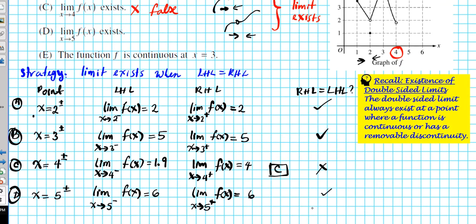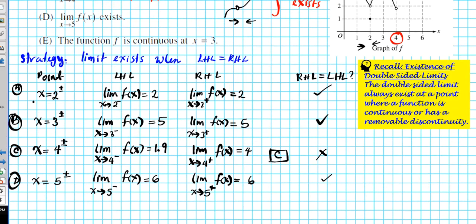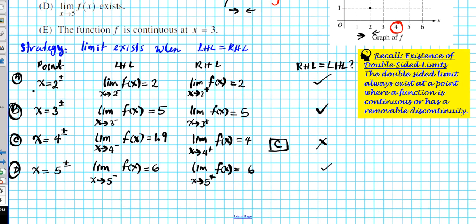Option E is talking about something different. It's talking about continuity. It asks if the function f is continuous at x equals 3. So for continuity, let's write down the approach for that. For continuity, the left hand limit has to be equal to the right hand limit, and there is another condition. It has to be equal to the value of the function at that specified x value. Okay? So let's take a look at 3.